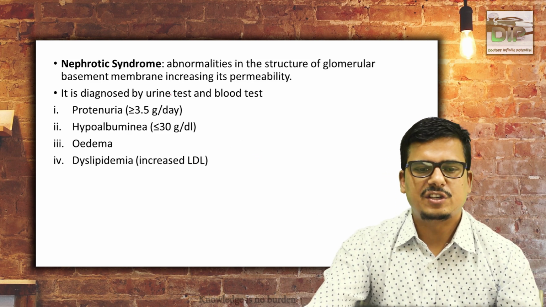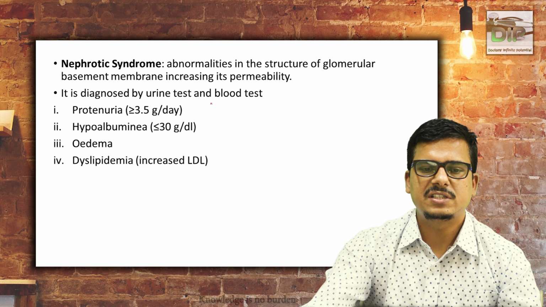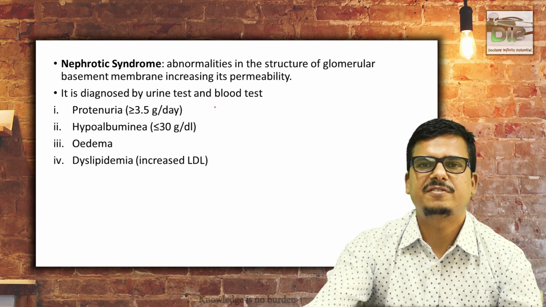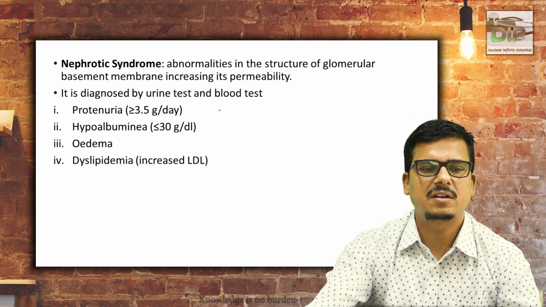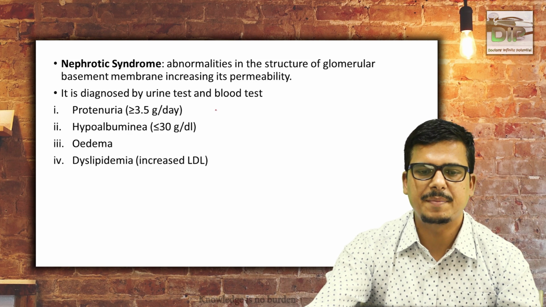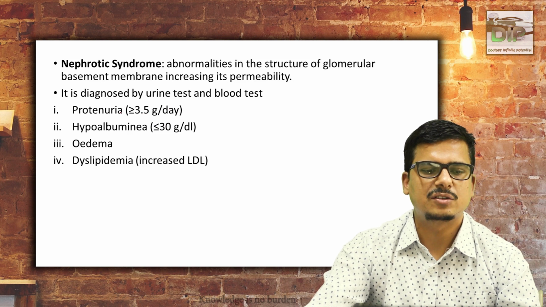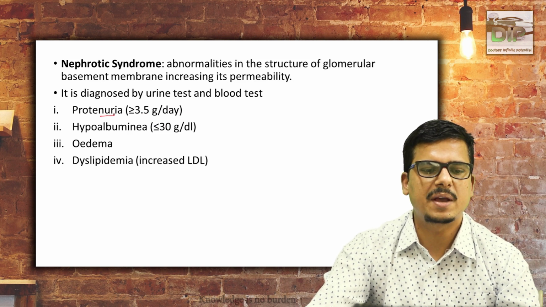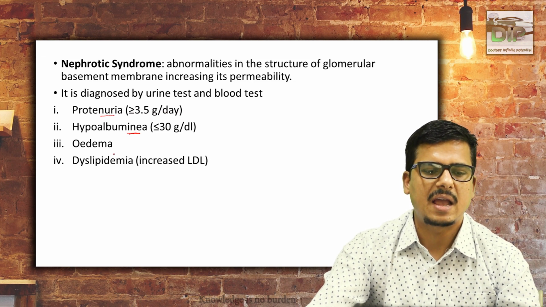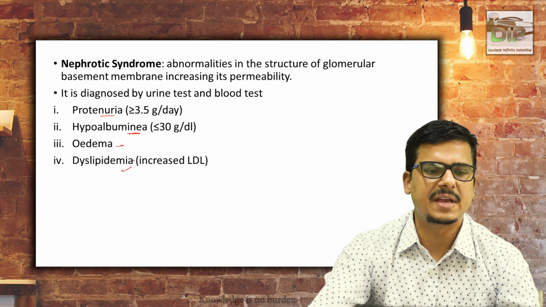So what is nephrotic syndrome? Nephrotic syndrome is the result of structural damage in the glomerular basement membrane, which increases its permeability. It has some criteria. The first criterion is proteinuria, protein in the urine more than 3.5 gram per day. Similarly, hypoalbuminemia, edema, and dyslipidemia.